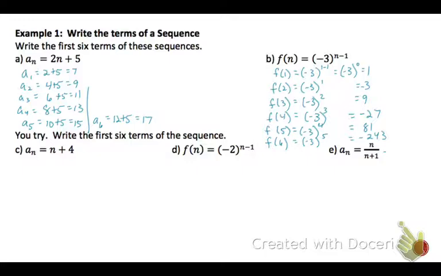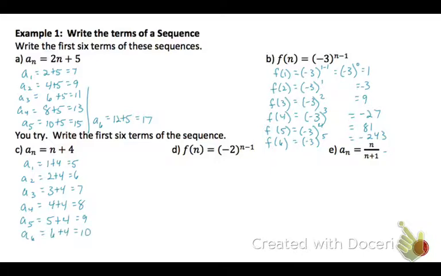All right, so now write the first 6 terms of the sequence. So plug in 1, a sub 1 would be 1 plus 4, or 5. A sub 2, 2 plus 4, or 6. A sub 3 would be 7. You can see we are increasing by 1, started at 4. And then a sub 6 is 6 plus 4, or 10.